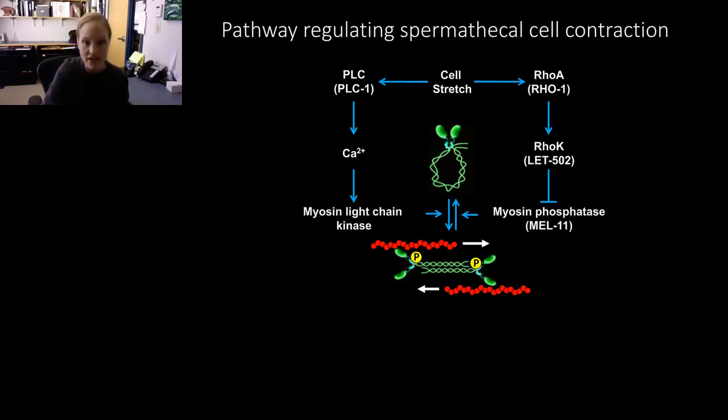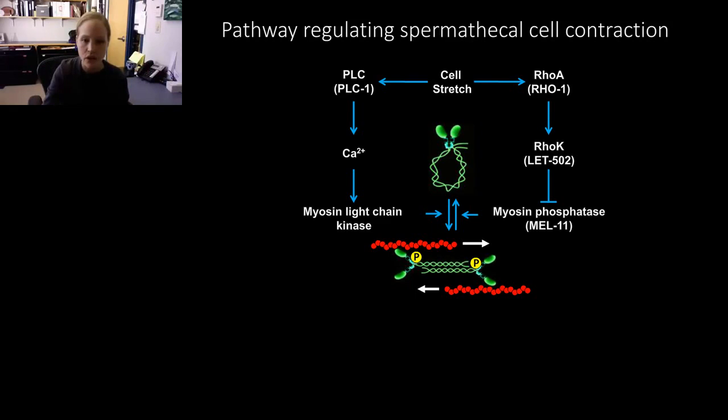On the other side, we have the Rho pathway. Rho becomes activated by cell stretch, which then activates Rho kinase, which then deactivates the off switch, myosin phosphatase. So without myosin phosphatase, we again have an increase in active phosphomyosin and increased contractility. In this way, cell stretch, through two sides of the pathway, one regulating the on switch, one regulating the off switch, leads to increased contraction.